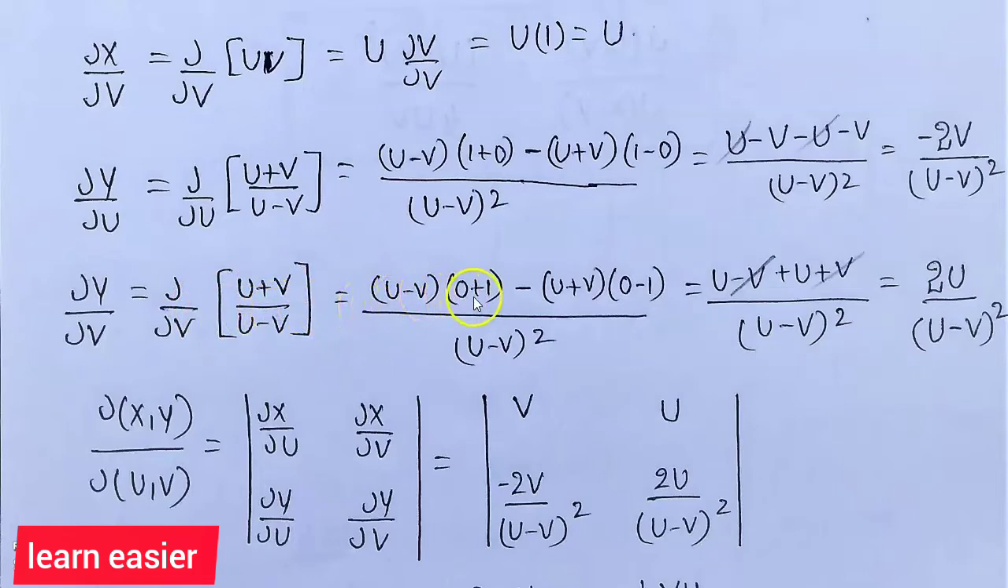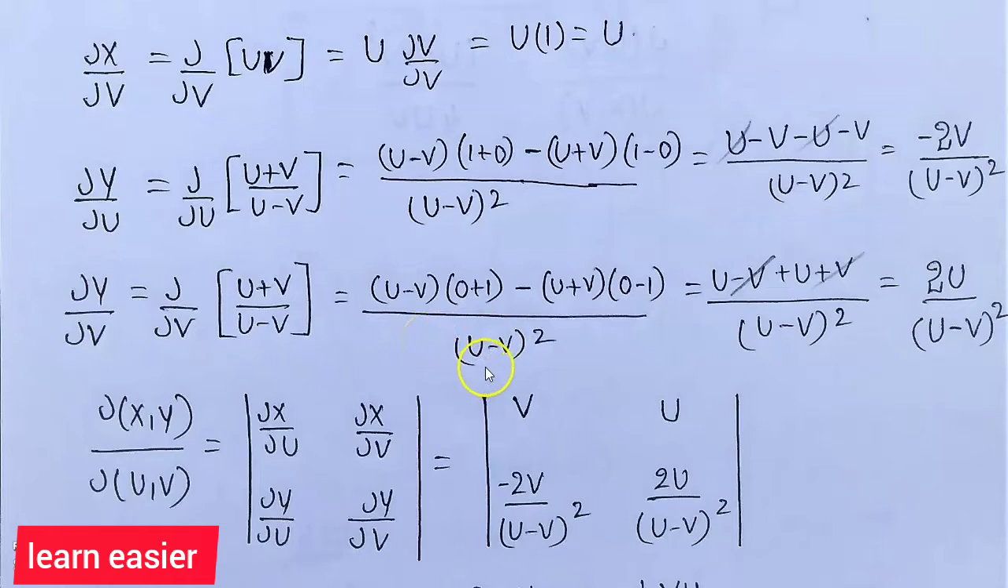U minus v. F dash is what? Here, derivative of u is 0 because we are derivating with respect to y. So u is treated as constant. So derivative of u is 0 and derivative of v is 1, minus f into, so here f is u plus v. So f into g dash is what? Derivative of u minus v. So derivative of u minus v is what? Derivative of u is 0 and derivative of v is 1. So 0 minus 1 here.